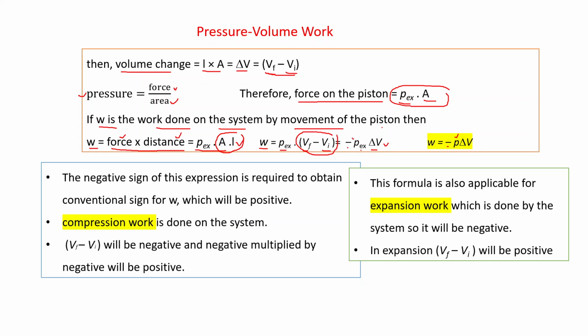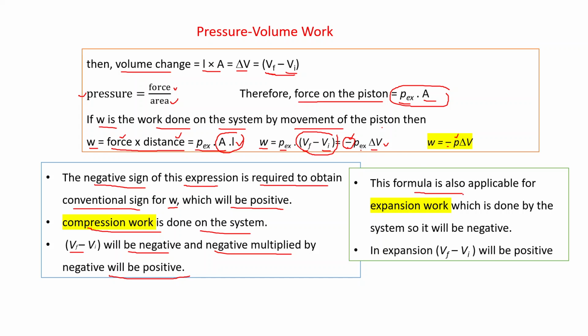Now what is the significance of this negative sign? The negative sign in this expression is required to obtain the conventional sign for W, which will be positive. We already discussed that if work is done on the system, it is considered positive, and work done by the system is negative. In this case, compression work is done on the system, so W should be positive. And as we know, during compression, V final minus V initial will be negative, and negative multiplied by negative will be positive. That's why this minus sign is put here.